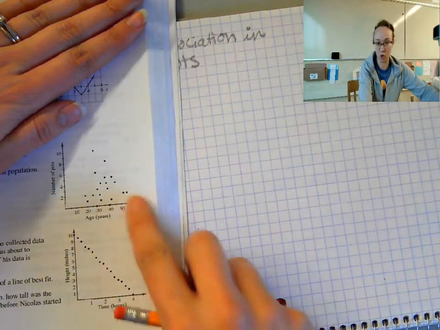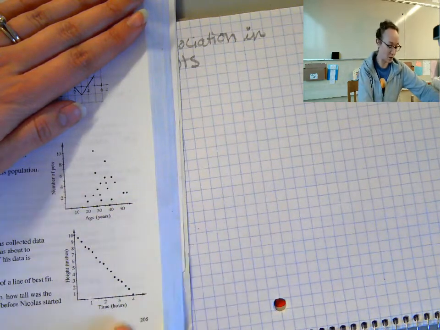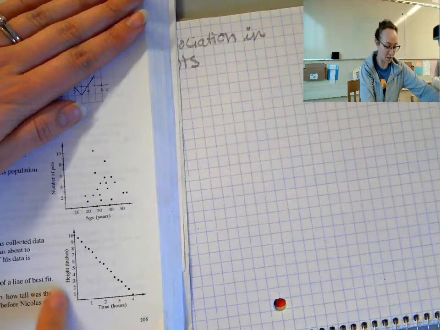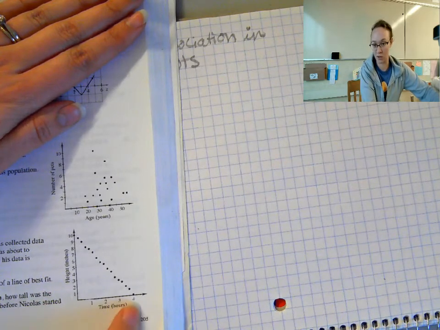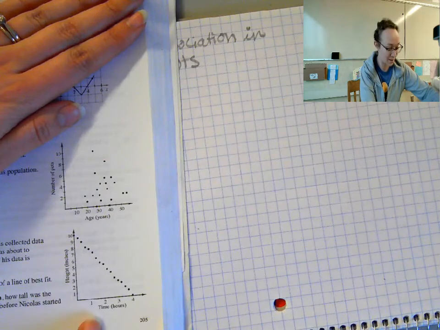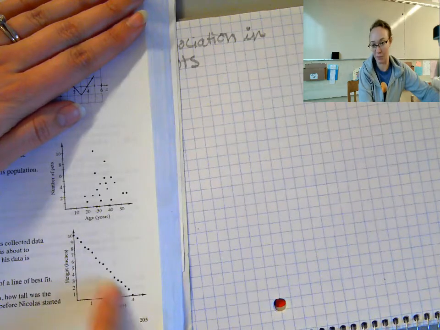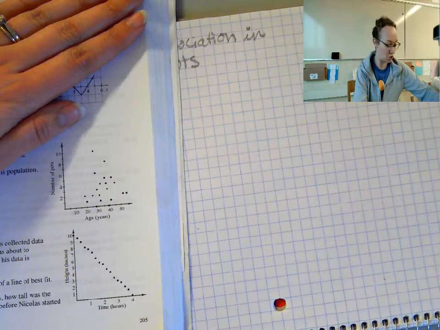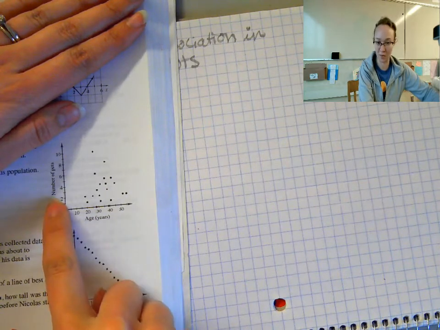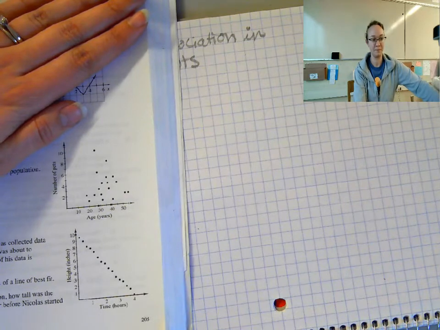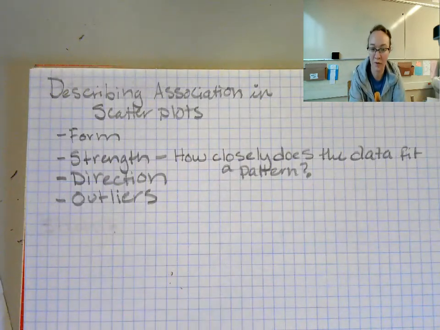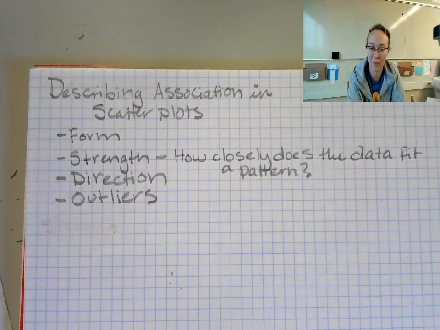This is a low strength. Whereas this one, time versus height, is a very strong association. You can predict the height based on the time with reasonable accuracy, whereas you cannot predict the number of pets with the age with reasonable accuracy. So let's say that for strength, we're going to describe that as how closely the data fits a pattern.